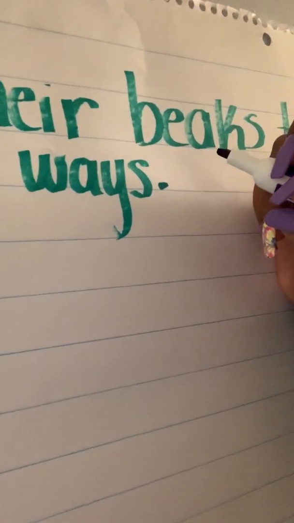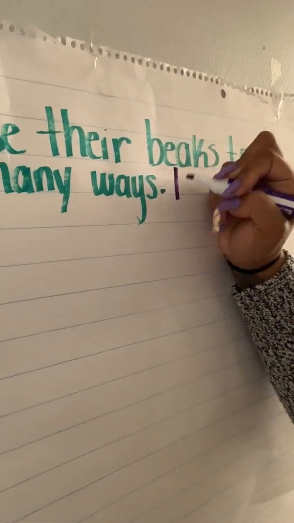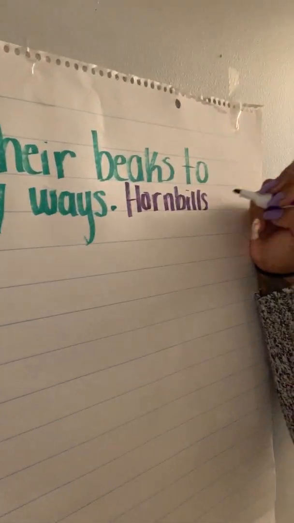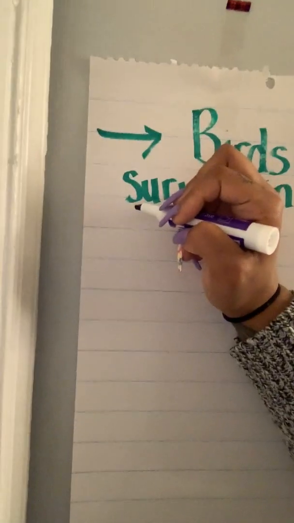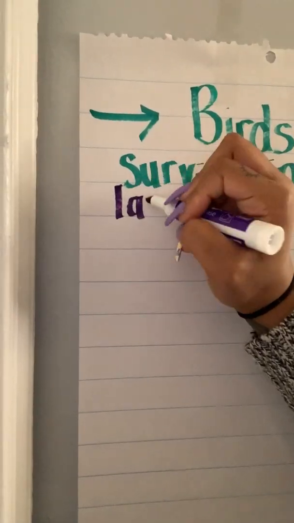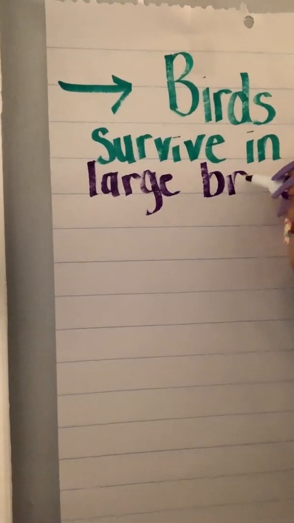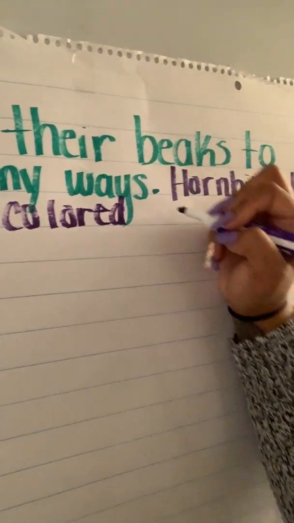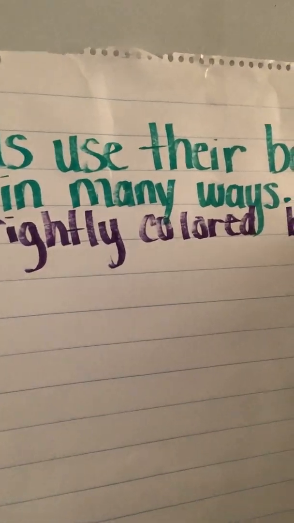So now I'm going to go starting with a capital letter because I'm at a new sentence. Hornbills have what kind of beaks, friends? Yep, large and brightly colored. So I'm going to put large, brightly colored beaks. And again, I'm ending my sentence with a period.